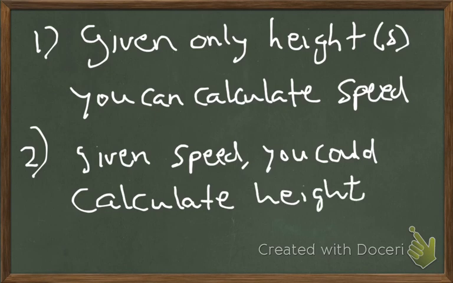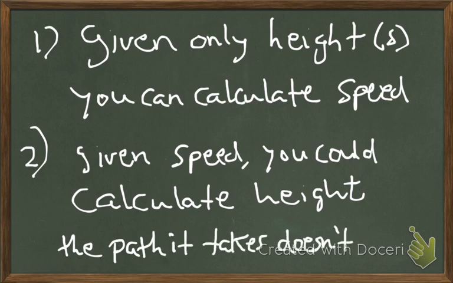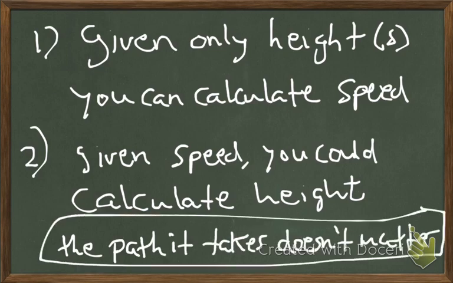And remember, we don't care what the path is. It doesn't matter that it went down a curved hill. It doesn't matter if it fell straight down. It doesn't matter if it went down a hill and went back up and then went all the way back down to a height of 0. They will have the same speed at the different heights. So that is the grand takeaway of how we can make this useful.